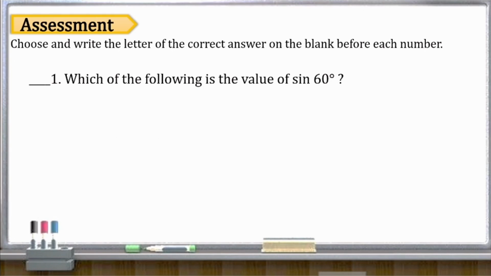So, number 1, which of the following is the value of sine 60 degree? So, letter A, square root of 3 over 2. Letter B, square root of 3 over square root of 2. Letter C, 3 over square root of 2. And for letter D, 2 over square root of 3.